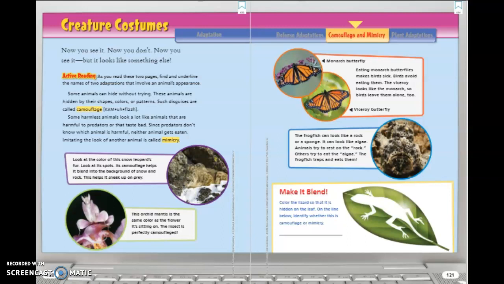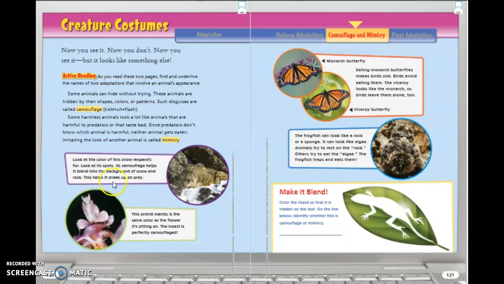Some animals can hide without trying. These animals are hidden by their shape, colors, or patterns. Such disguises are called camouflage. Some harmless animals look a lot like animals that are harmful to predators or that taste bad. Since predators don't know which animal is harmful, neither animal gets eaten. Imitating the look of another animal is called mimicry. You should have underlined camouflage and mimicry, the two adaptations that animals use.